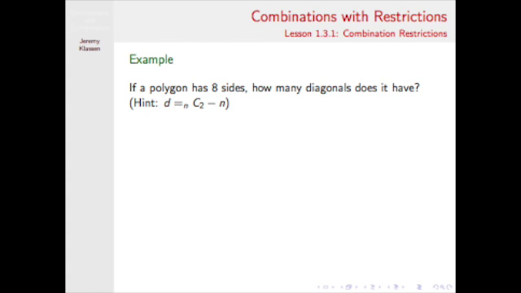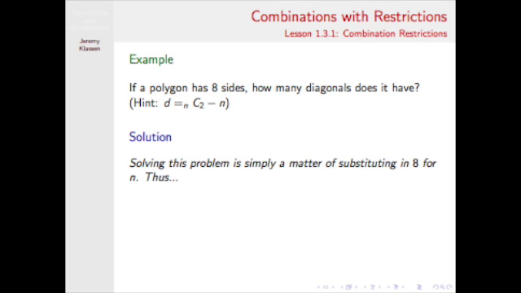Now this next example is a really common question that gets asked. If a polygon has 8 sides, how many diagonals does it have? And then the hint that we're going to give here is that the number of diagonals in a polygon is always going to be n choose 2 minus n, where n is the number of sides.